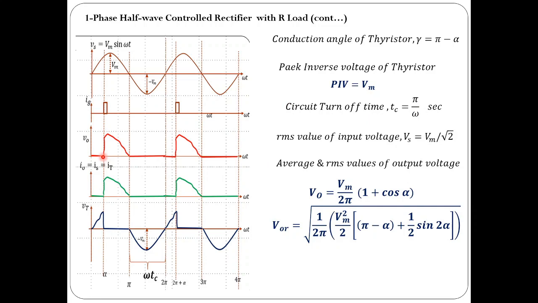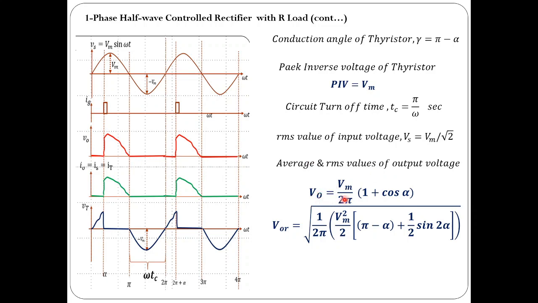So we know that the output voltage is equal to Vm sin omega t from alpha to pi, and for the remaining period during the cycle it is equal to 0. For the first cycle it is equal to 0, complete cycle. So now we know that V0 is equal to Vm sin omega t from alpha to pi only. So use that expression and find out the average value and RMS value of output voltages.